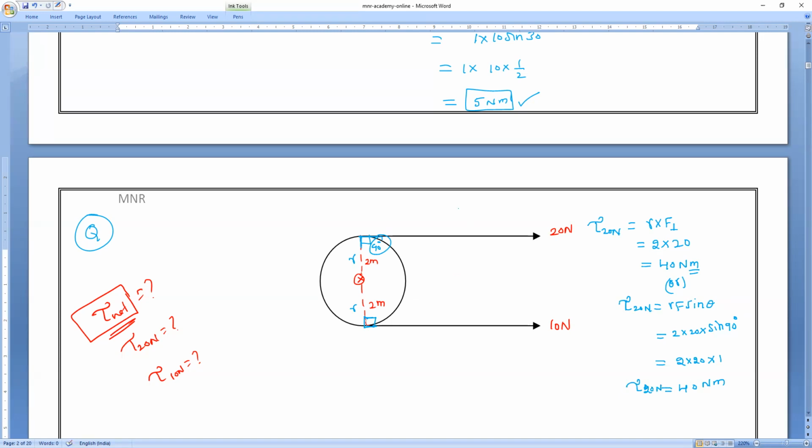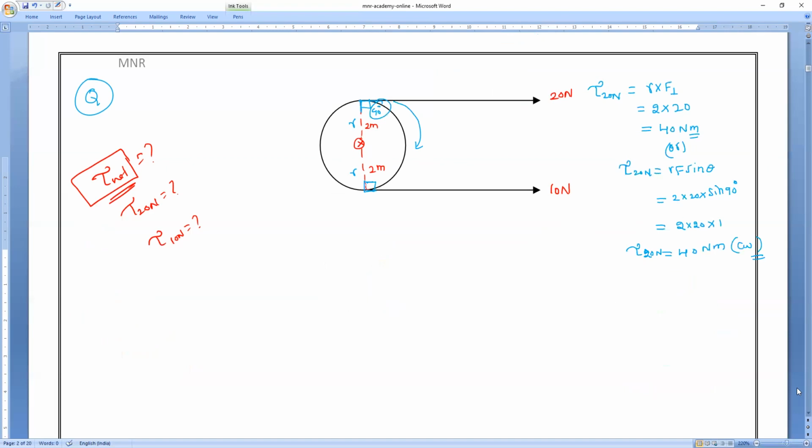Now you tell me, if the force is exerting like this, the body will make clockwise rotation or anti-clockwise rotation? Everybody. Yes, please. Clockwise rotation. Are you clear? Clockwise. So 40 is clockwise. So negative or positive? Negative. So that is what you have to remember.